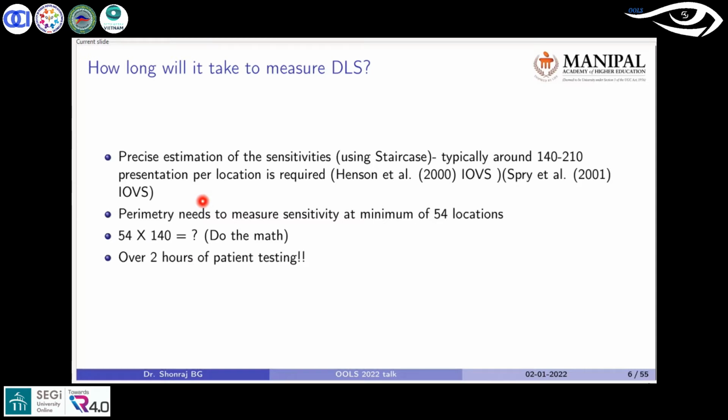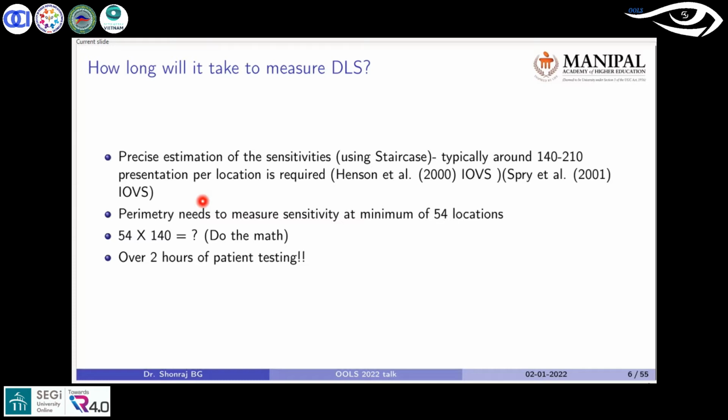And that would take really more than 2 hours of patient testing. So one visual field test for one eye would take 2 hours if you really want to accurately measure the sensitivity values at different locations. So in clinic, we don't do that. We cannot afford to do that. In reality, you can do this in the lab. There are people who have done it in a laboratory.